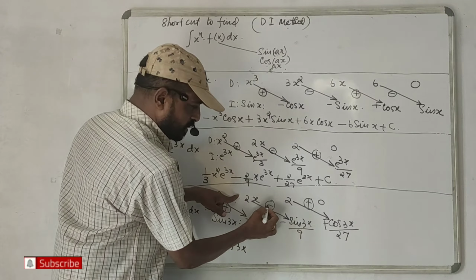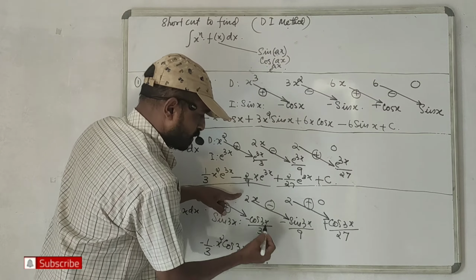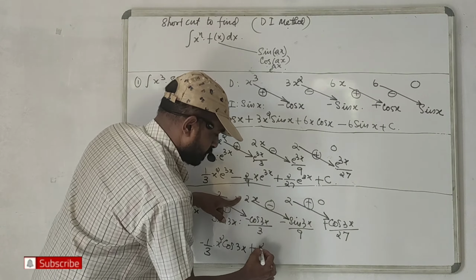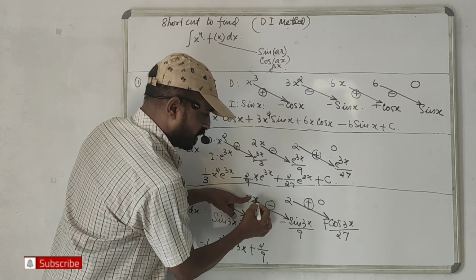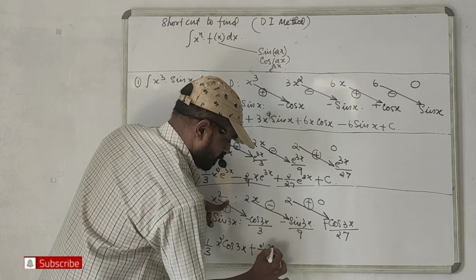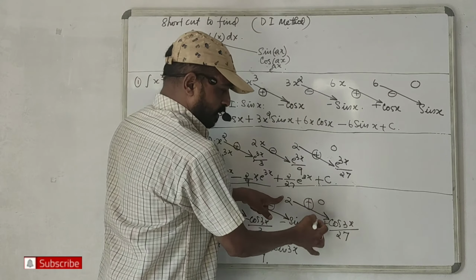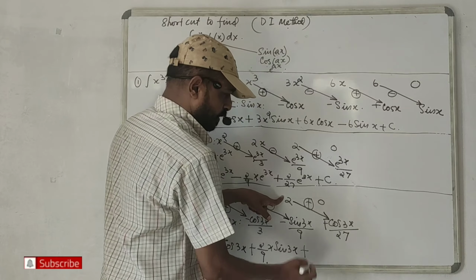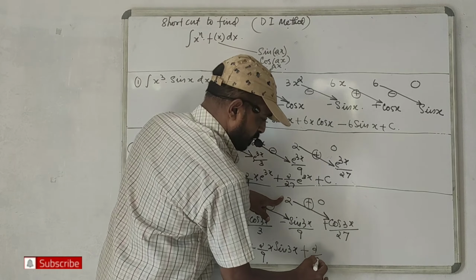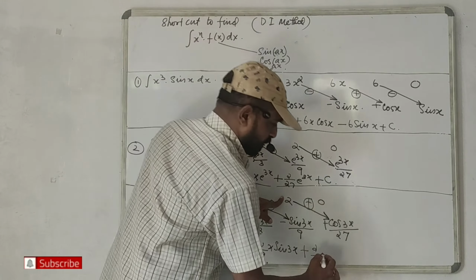So here this term is to be given a negative sign. So minus into minus becomes plus. So the constant is 2 by 9. 2 by 9, x sin 3x. So here all the terms are positive, plus 2 by 27 cos 3x.